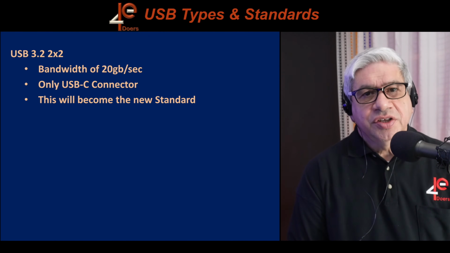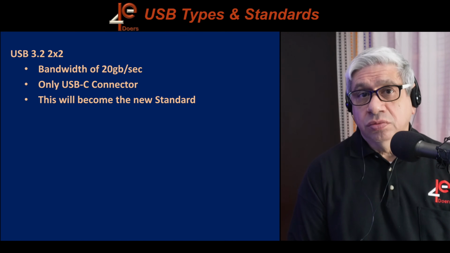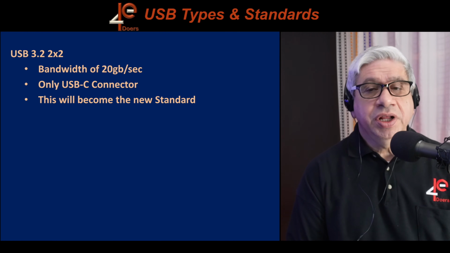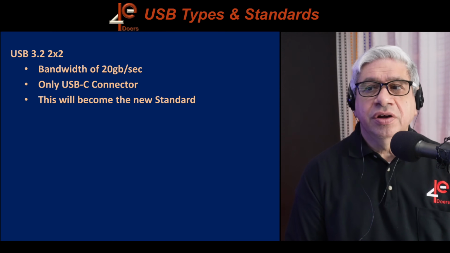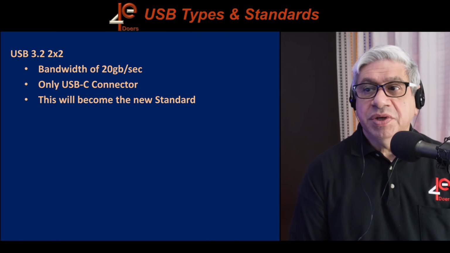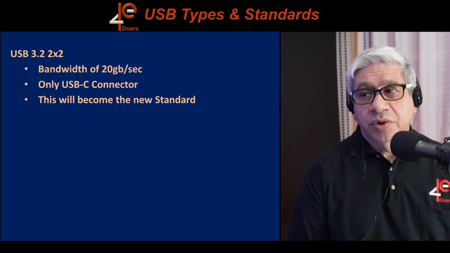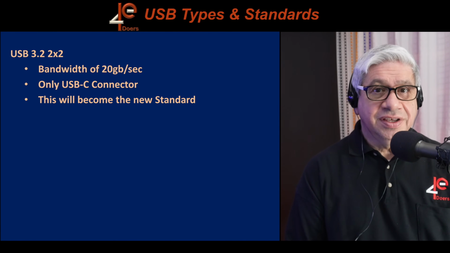Then there was another sub-release that came out, and this was USB 3.2 2 by 2. Again, it doubled the speed over the previous one, so it went up to 20 gigabits per second. However, they also did the same thing they had done earlier. They limited it to just USB-C connectors. And this will become the USB standard going forward, as I said earlier. That is, the USB-C connectors.